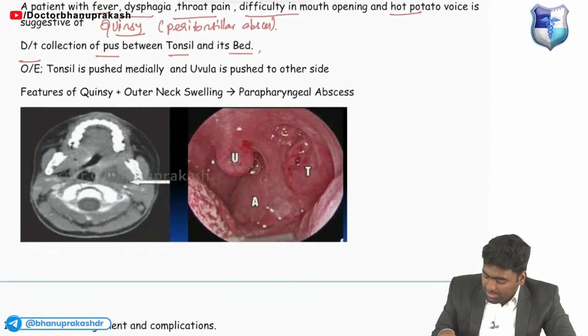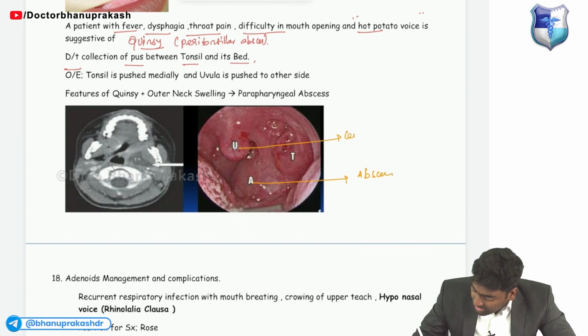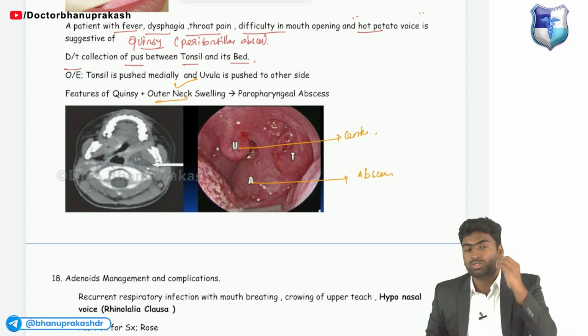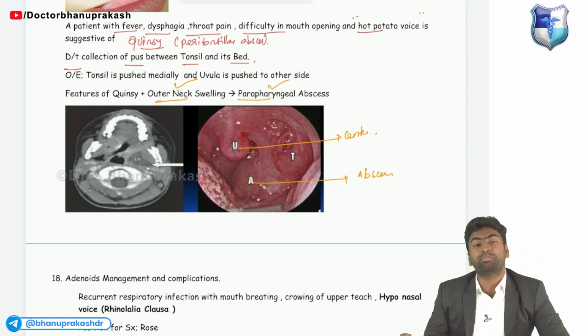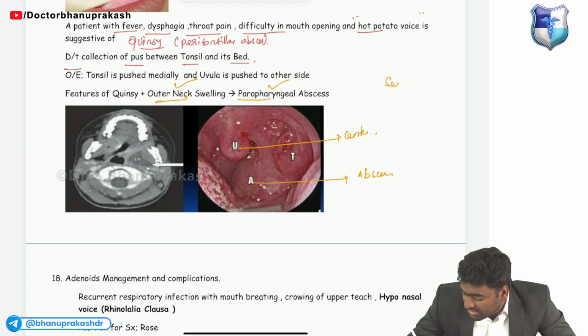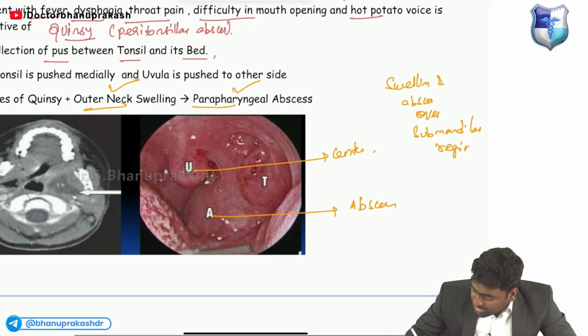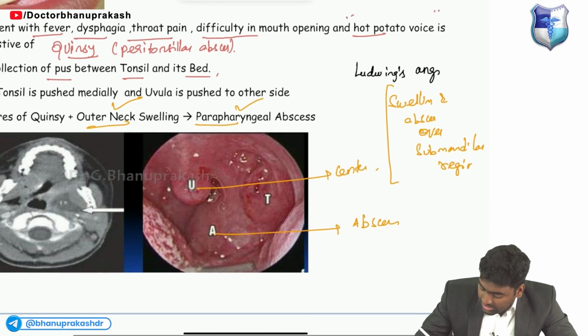Okay, now you saw a patient. There is the presence of this abscess, but the uvula is in the center. But he is also presenting with features of outer neck swelling. So there is an abscess inside and also outside. So if it's inside also and outside also, it is a parapharyngeal abscess. And if you see just swelling and abscess over the submandibular region, what could this be? It is Ludwig's angina. Okay, remember it. It is Ludwig's angina.